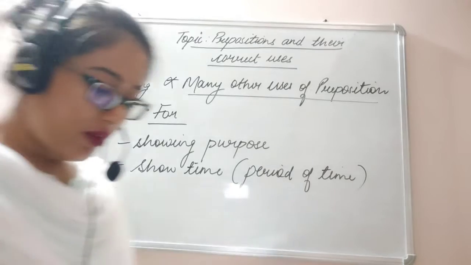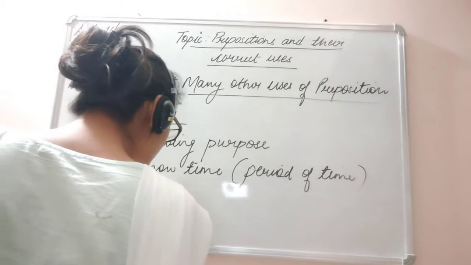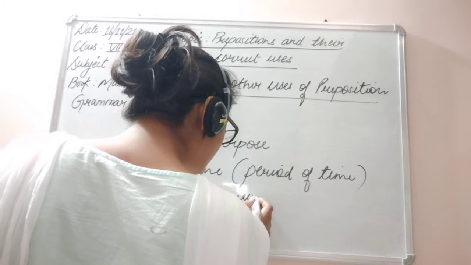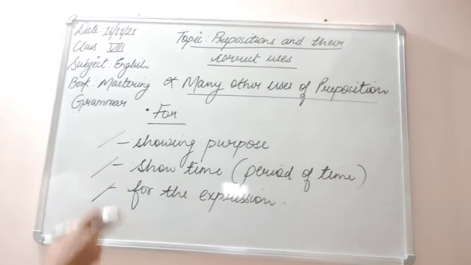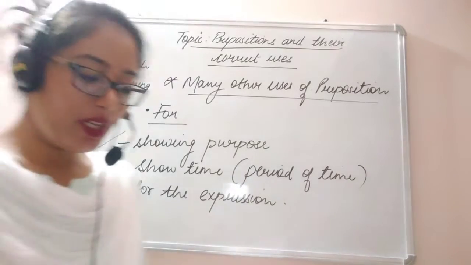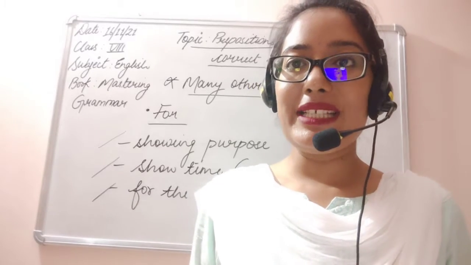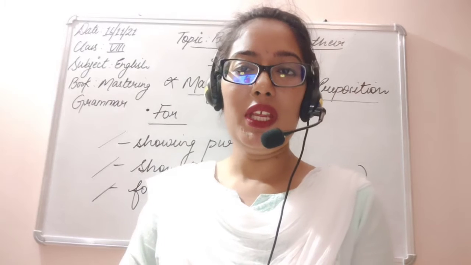For with expressions like for the last time, for good, for the time being. So for three things for can be used: for showing a purpose, for showing a period of time, for showing the expression. Expressions shown here are for the last time, for the time being, for good. These are the expressions that we use in a sentence.